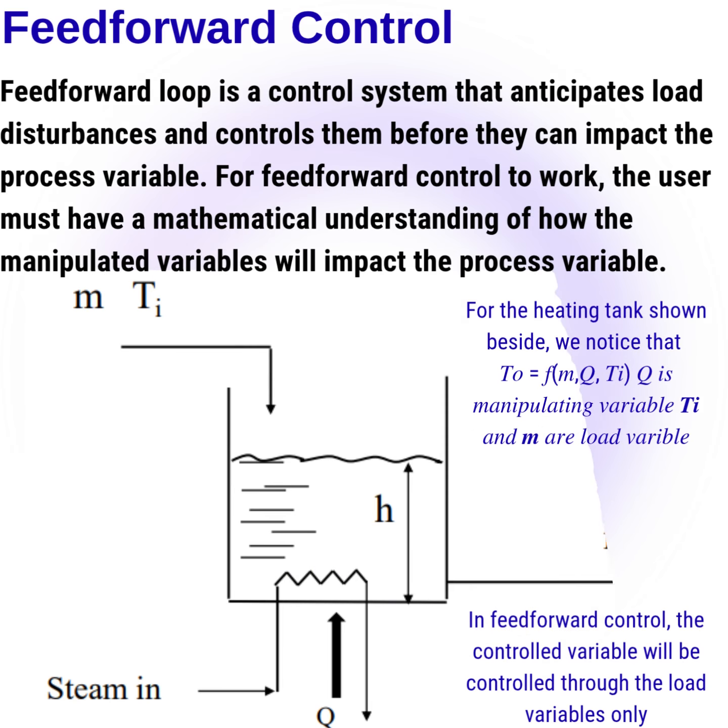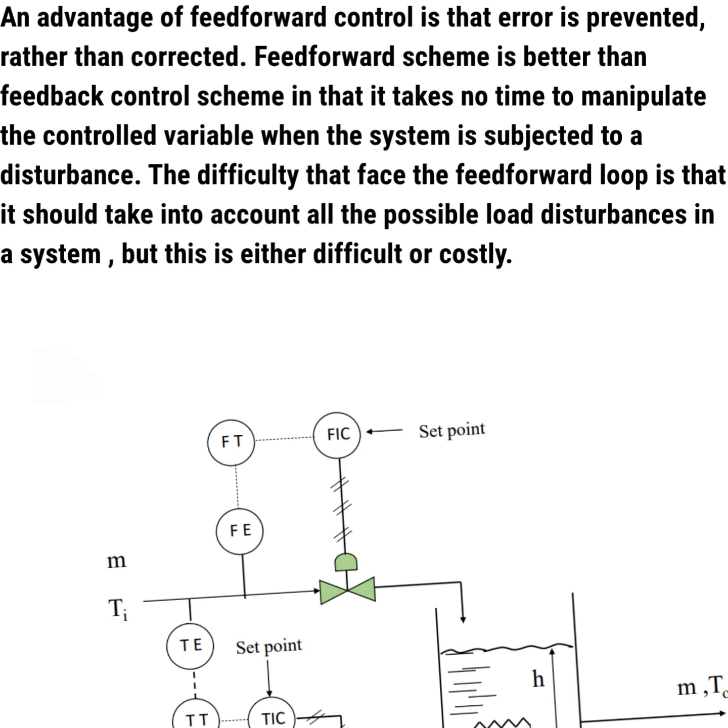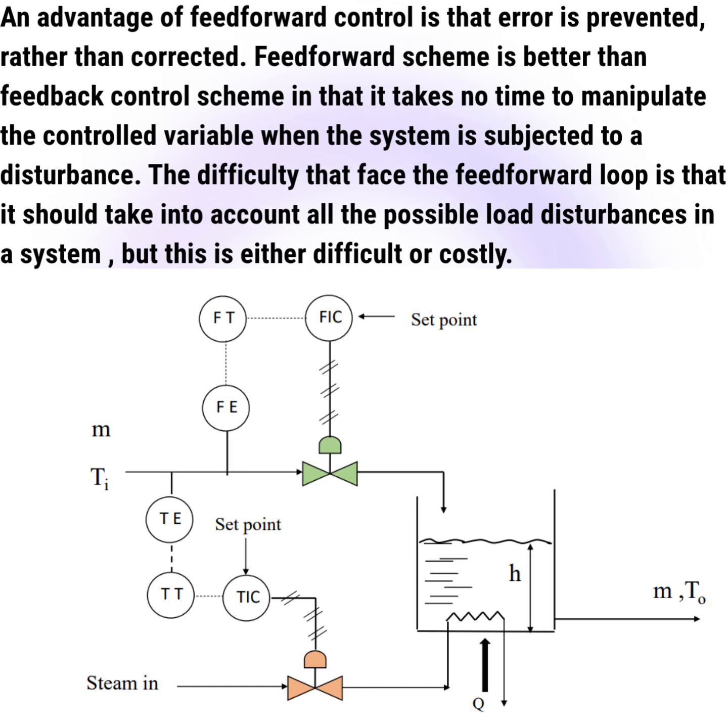Feedforward control. A feedforward loop is a control system that anticipates load disturbances and controls them before they can impact the process variable. For feedforward control to work, the user must have a mathematical understanding of how the manipulated variables will impact the process variable. An advantage of feedforward control is that error is prevented, rather than corrected.